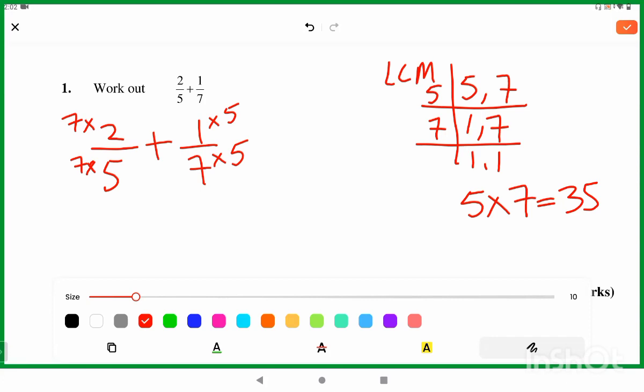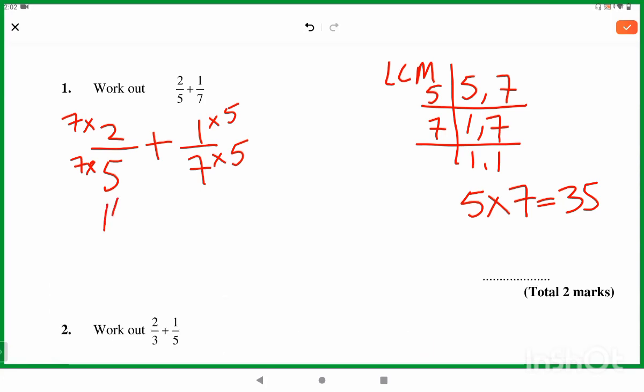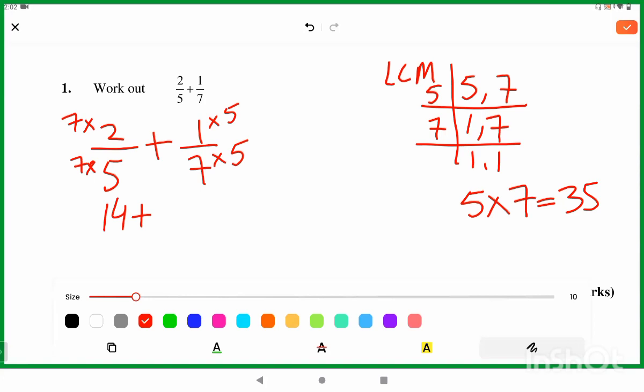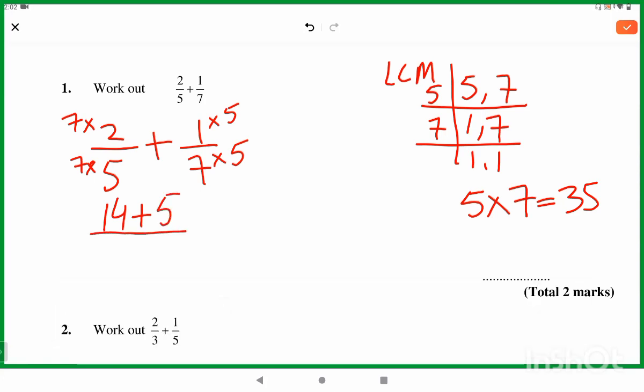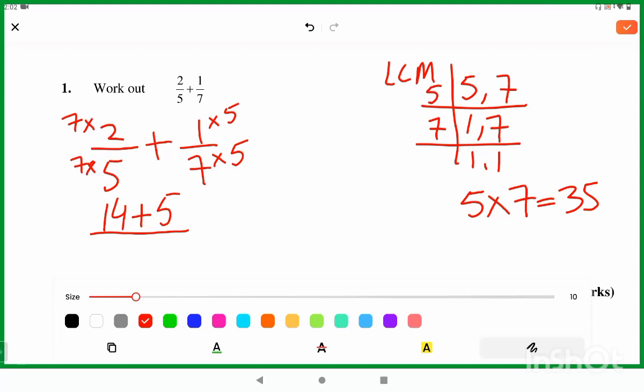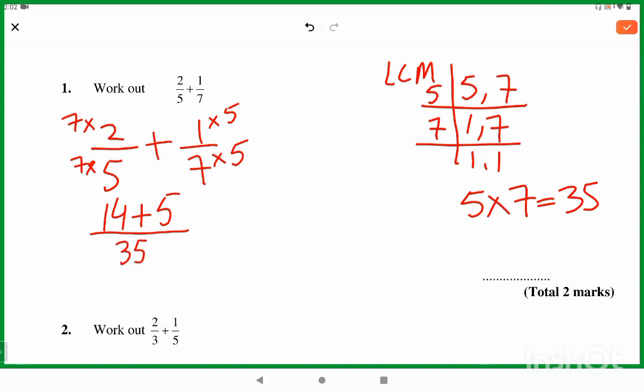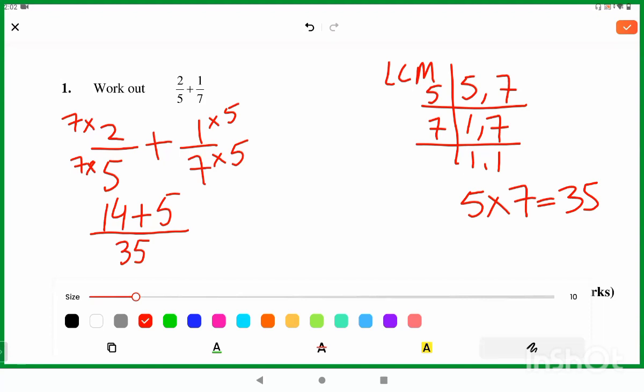When you multiply 7 by 2, you will get 14. And 1 times 5 is 5. And we can write the denominator as 35 because this is the same denominator for both fractions. So now we just need to add the numerators. 14 plus 5 is equal to 19. So 19 upon 35 will be the answer, because we cannot convert this particular fraction, 19 upon 35, into a mixed fraction because this is a proper fraction.